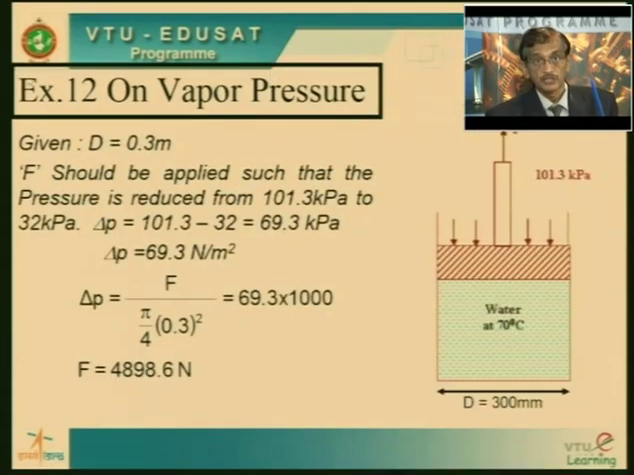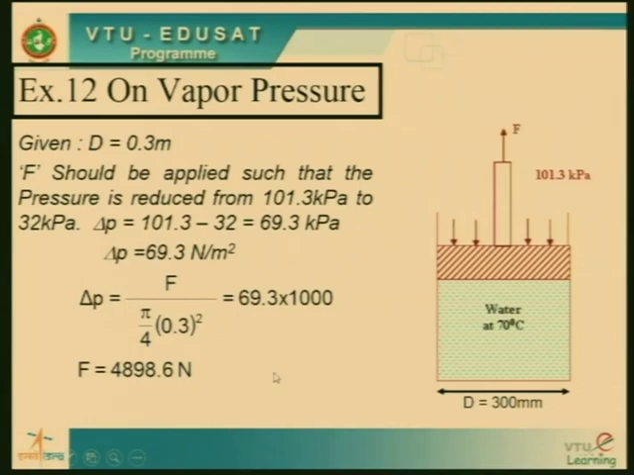Let us see this equation. This is the piston, you can see, and D value is given as 300 mm. We can calculate the area, pi by 4 d square. Question is very simple. Outside atmospheric pressure is 101.3, inside is minus 32 for vapor pressure. Force can be calculated based on the change of pressure. The change of pressure is nothing but the atmospheric pressure minus vapor pressure of the liquid, multiplied by the area of the piston, which is pi by 4 d square.